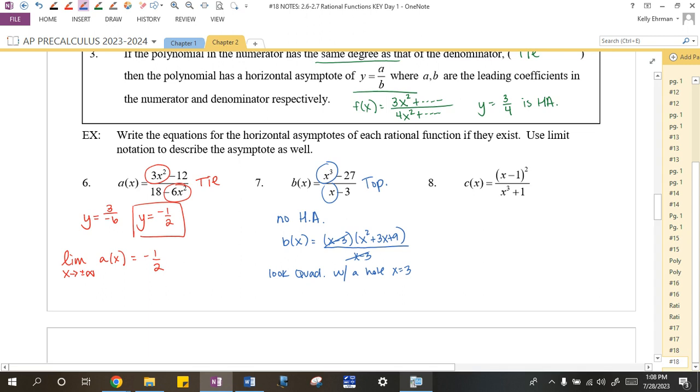Okay, and then this one, sometimes you're not given one of the polynomials or both of them in general form, they're in their factored form. So you do need to think, what would this be if it were FOILed out?